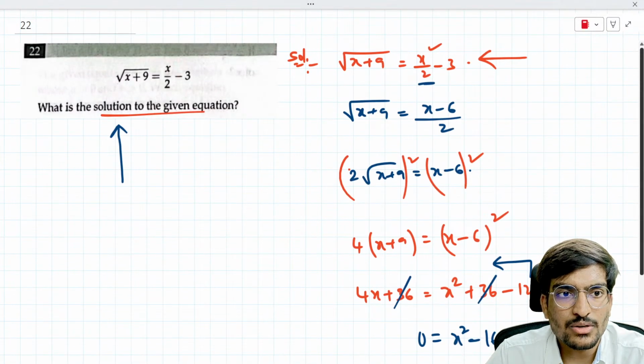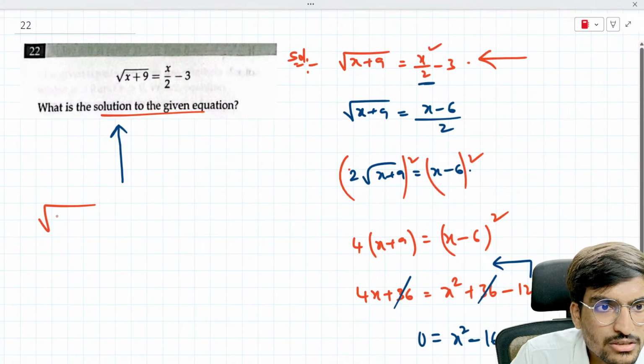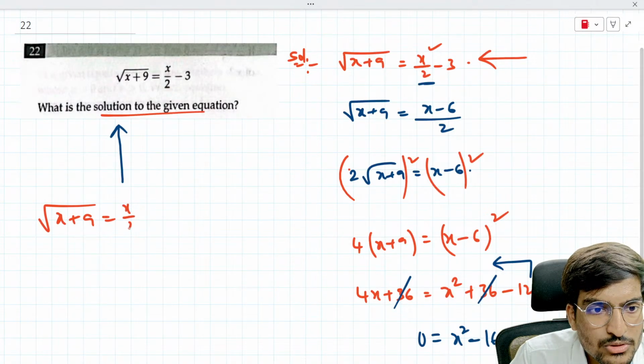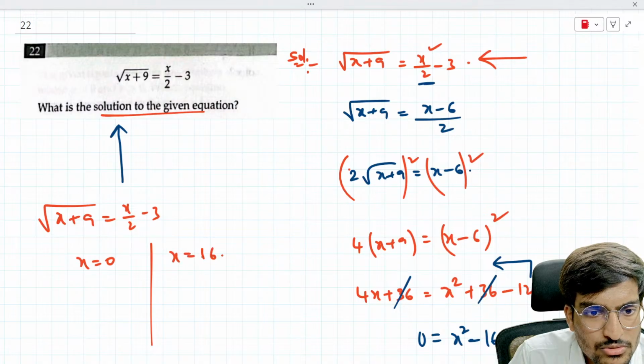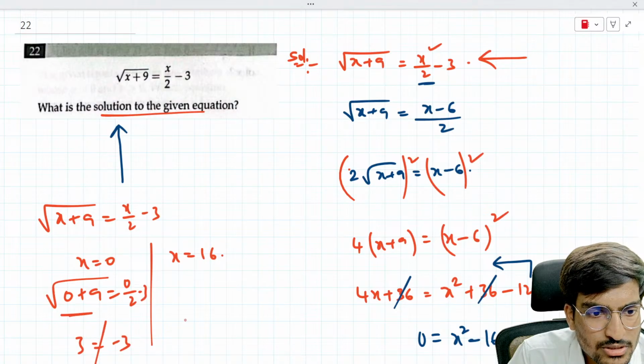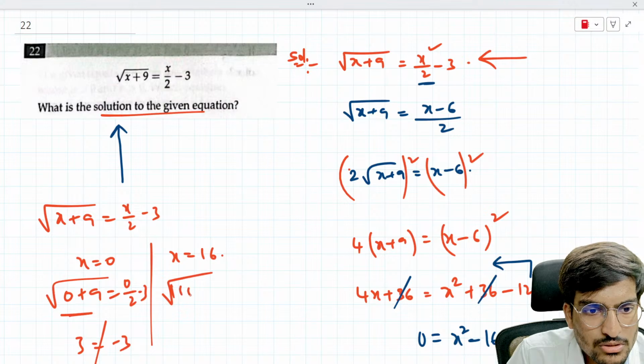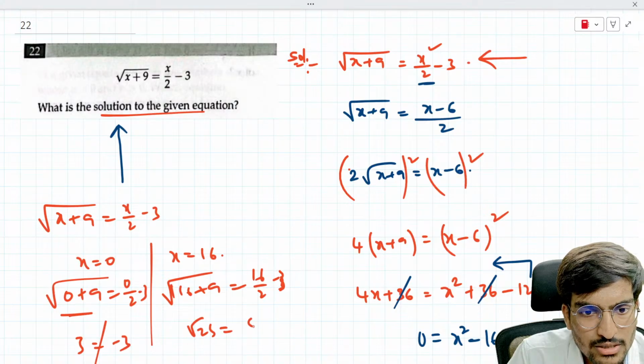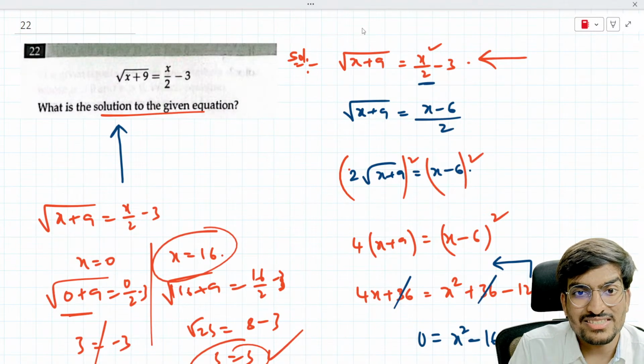Let me write the question. Root x plus 9 equals x by 2 minus 3. When you plug in x equal to 0, root 0 plus 9 equals 0 by 2 minus 3. So root 9 is 3, and this value is negative 3. So no. Now root 16 plus 9 equals 16 by 2 minus 3. Root 25 equals 8 minus 3. 5 equals 5. It's working. That's why 16 is the answer.